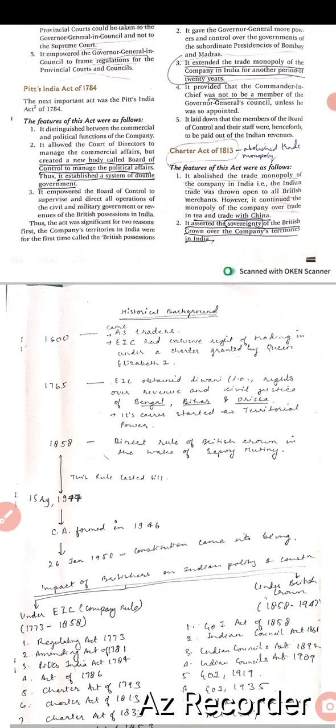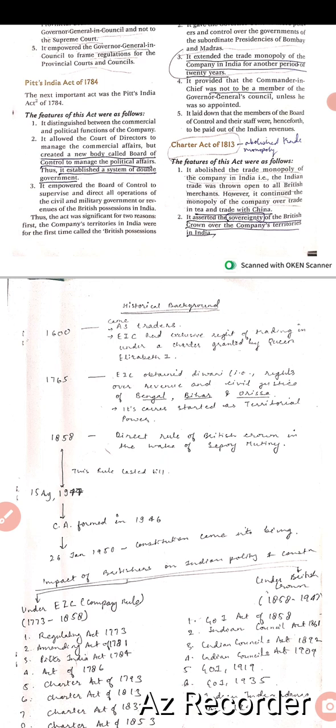So we'll see the features. This is the act which abolished the trade monopoly of the company in India, that is, Indian trade was thrown open to all British merchants. However, it continued the monopoly of the company over trade in tea and trade with China.